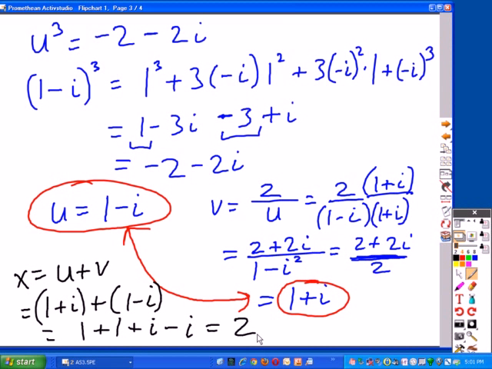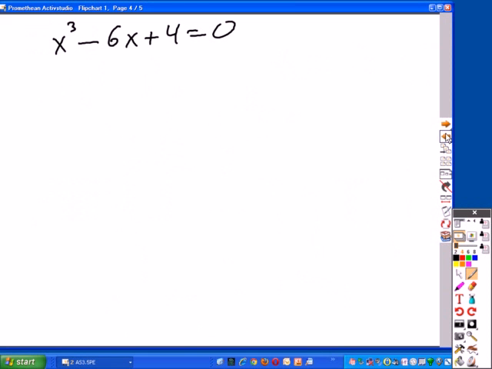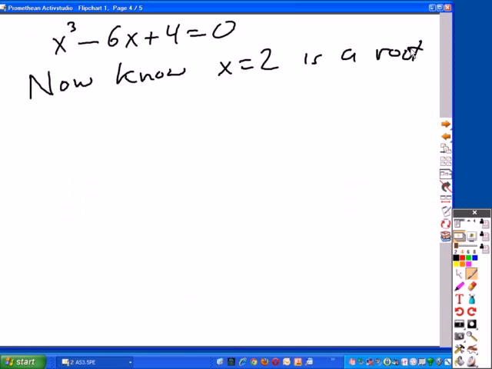So now we actually have a cube root, or a solution to the equation. So Cardano couldn't have done that much, but what we did is we just produced a value of x that made the original equation equal to 0. So actually there's the original equation. We now know that x equals 2 is a root, so x minus 2 is a factor.